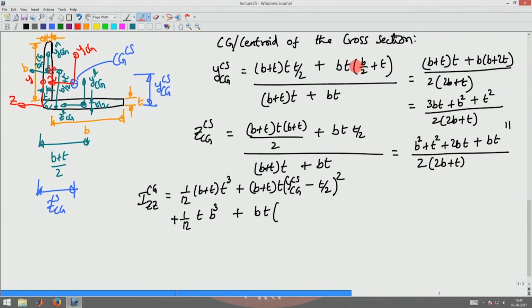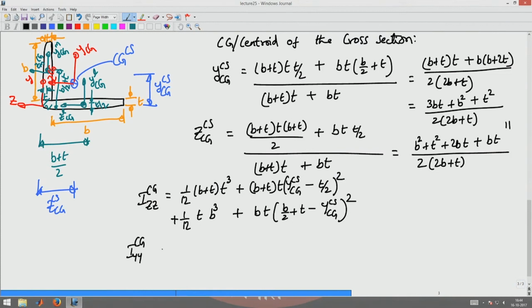That is this distance minus y CG cross section will give me this distance in here, okay. So, that will be (B by 2 plus T minus y CG cross section) whole square, okay. I am not going to simplify this, I am going to leave it as it is because it serves no meaningful purpose now for our discussions.